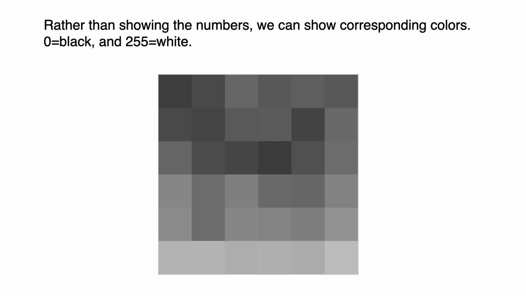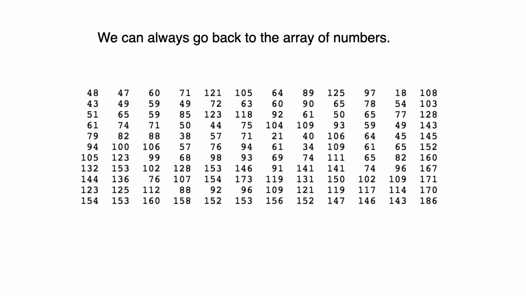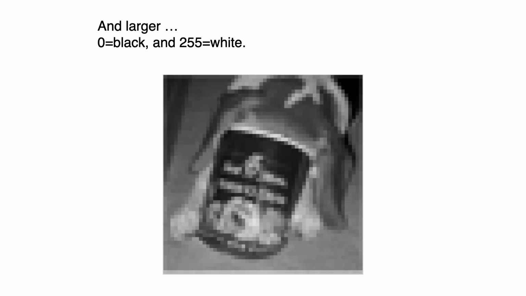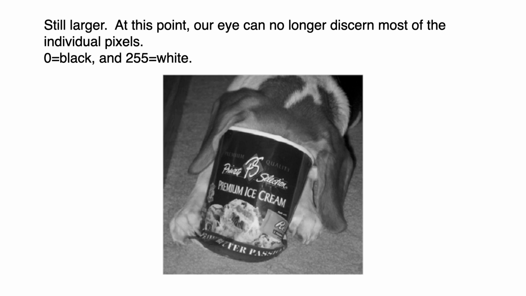I can show more numbers as colors. Here's a larger array. We can always go back to the numbers or represent it as a grid of gray squares. Let me make the array larger and larger and larger and larger. At this point, our eye can no longer discern most of the individual pixels. And so what I've just shown you is that an image is nothing but a 2D array that's displayed on the screen in an interesting way.